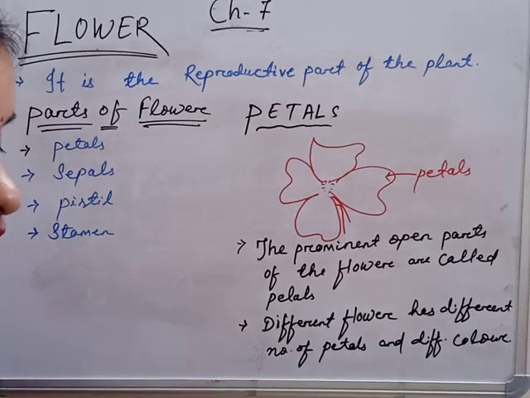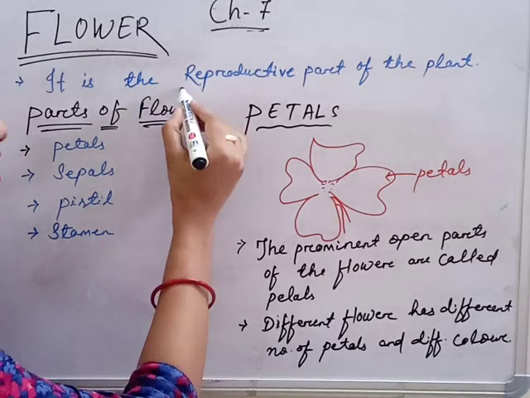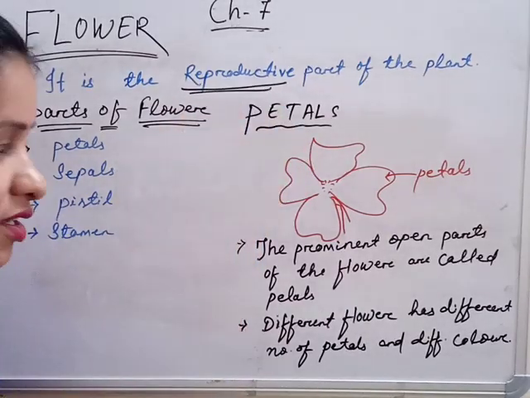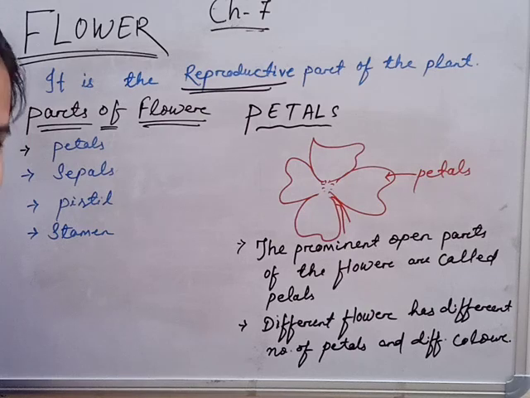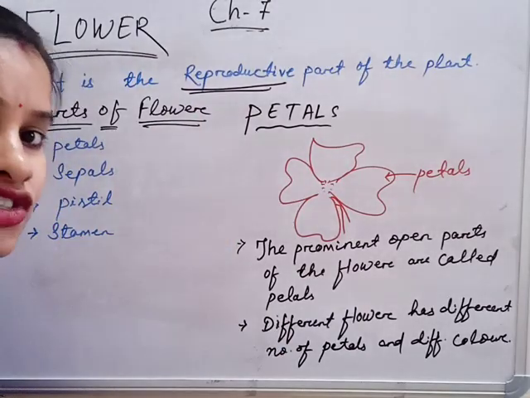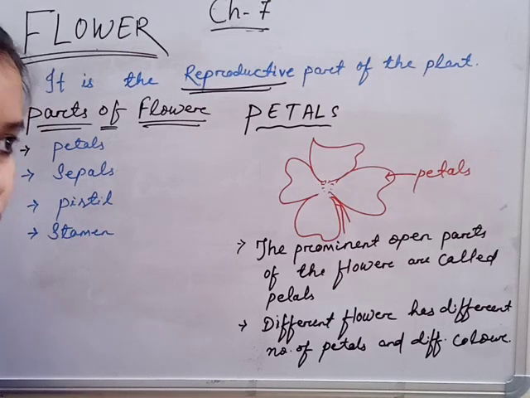It is the reproductive part of the plant. What do you mean by that? Reproductive means, as leaves are called the kitchen of the plant, flowers are called the reproductive part of the plant. So reproductive means reproduction. What do you mean by reproduction? Reproduction means to reproduce or give birth to the same kind.